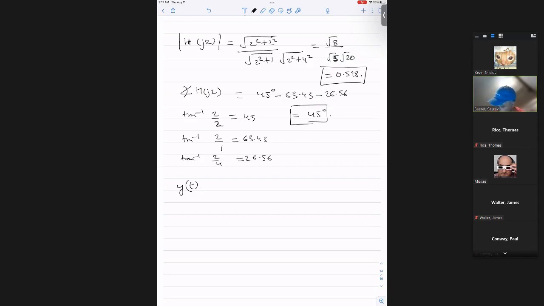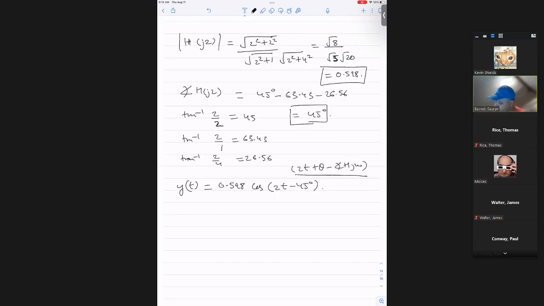The magnitude is 0.598 times cosine 2t. The theta is not given. So minus 45 degrees. Minus or plus? I think it's minus, but check that. Let me check. No, I think it should be minus. Yeah, I think it's minus. I'll check that. Yeah, minus. Actually it is cos of 2t plus theta minus whatever your angle of H(j omega).